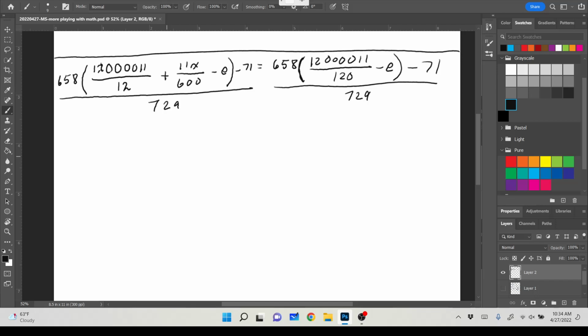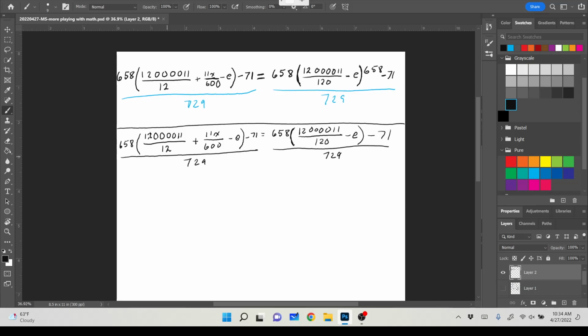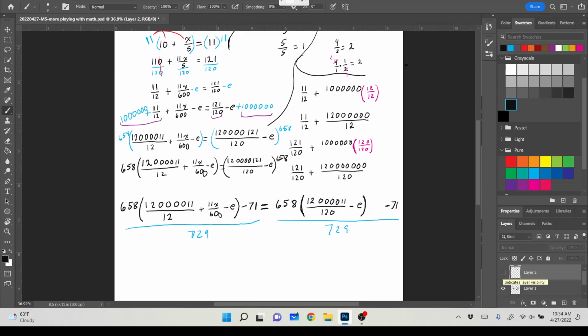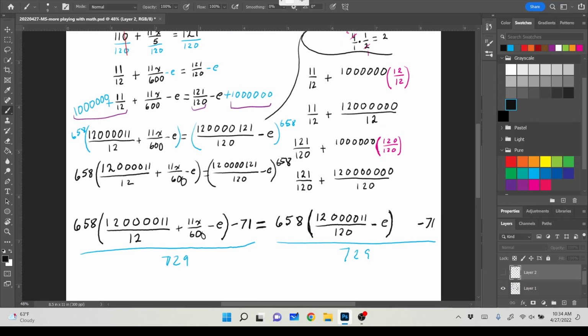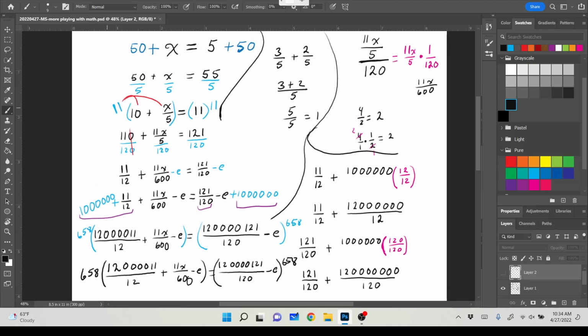I think that one was 12. I think that's correct. Let me look. Yeah, see, he was 12, because we multiplied over here and we had him over 12. Yeah, he should be 12, and it's because it reduced here. That's why he's 12.